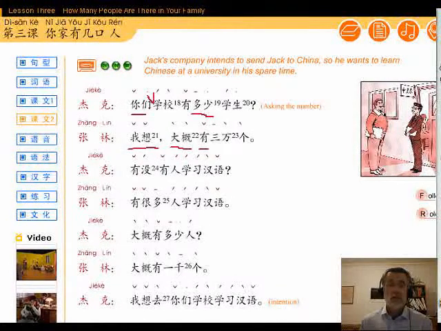And then this last little bit's worth noting, 3万个. Obviously here, because we know that we're talking about students, that's already been mentioned up here in the question. We don't need to repeat students in this answer here. We can just simply say 大概有3万个. But if you were to add 学生, it wouldn't be wrong. Right, let's have a look at the next bit.